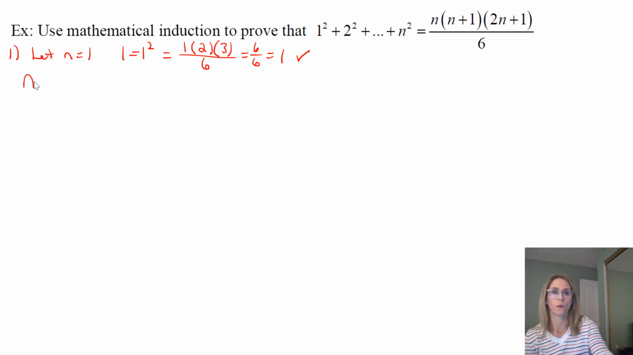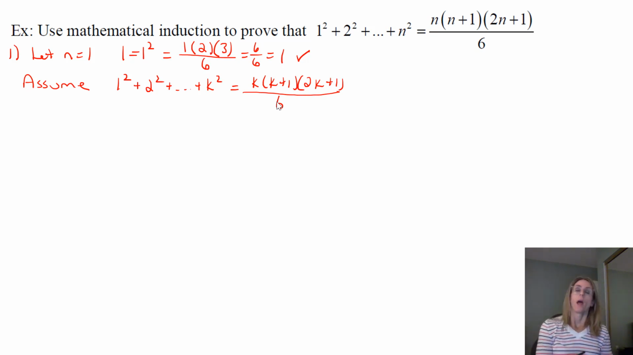Now, we assume that it is true for k. So we assume that for some arbitrary value k, it is true. So that 1 plus 2 plus however many terms in between plus k squared is equal to k times k plus 1 times 2k plus 1 over 6. Then comes the big part of this, which is that now we show that it's true for the next term. And the next term here is going to be k plus 1 squared.